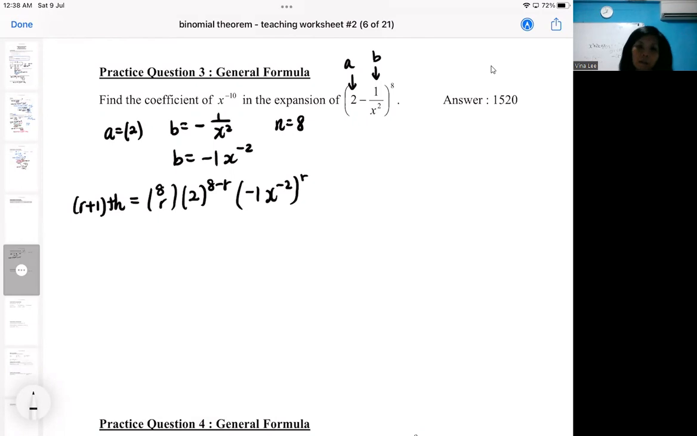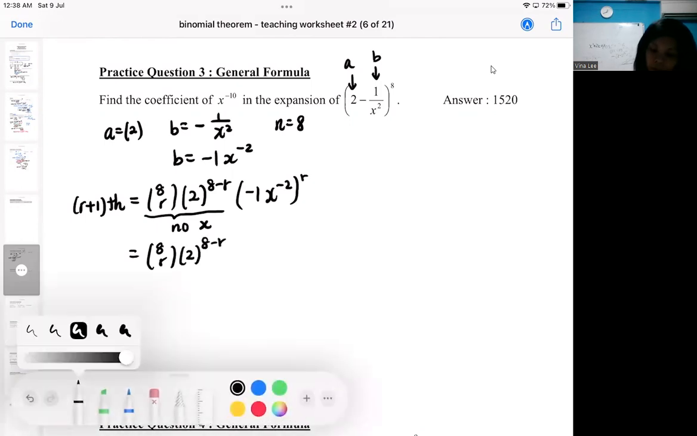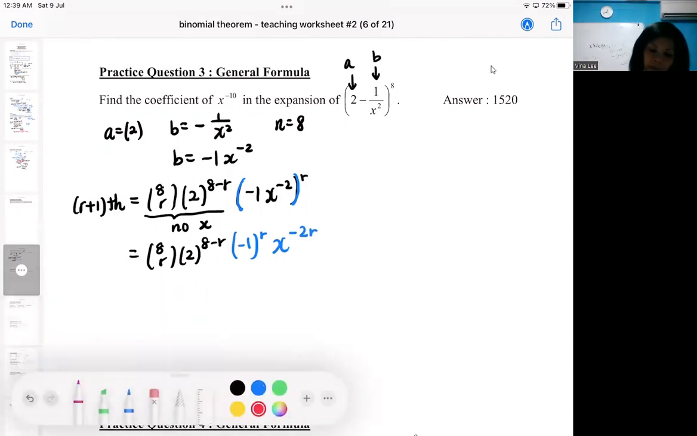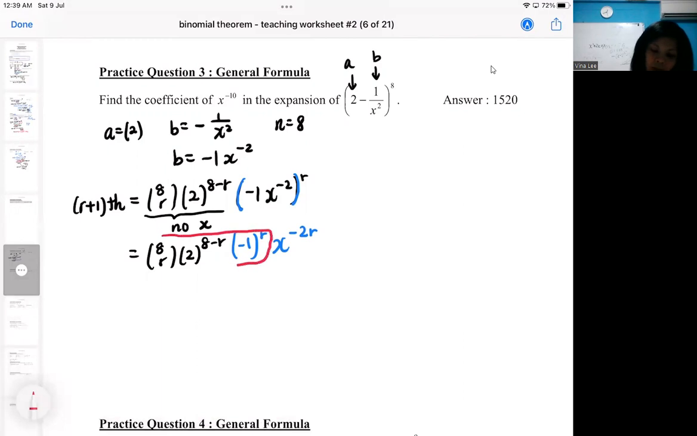Now, if you put it in already, you realize that this 2 actually doesn't have x, which is quite good. That's nice because it doesn't have x, so you just chuck it to one side. No x. So this is the one with power r. Who will deserve the power r? The minus 1 and the x. So this turns out to be a very simple general formula because the whole chunk here doesn't have x. And this is the only x, and this is the power of x.